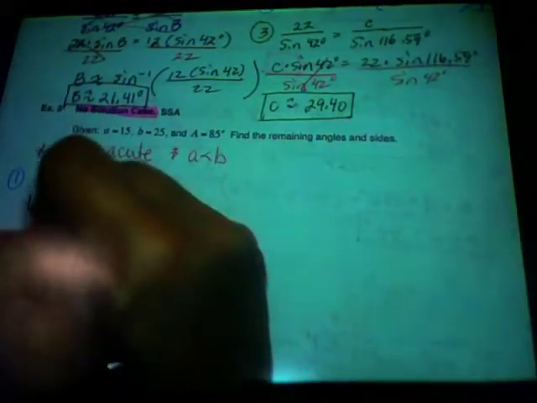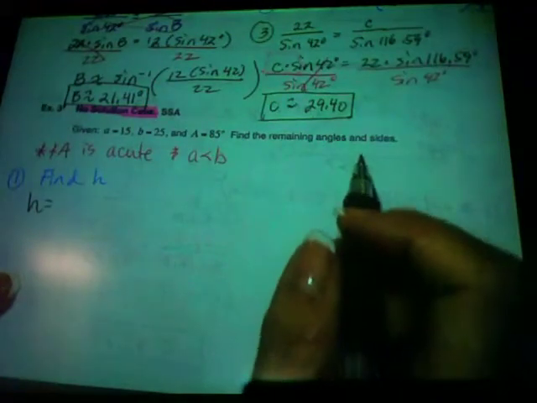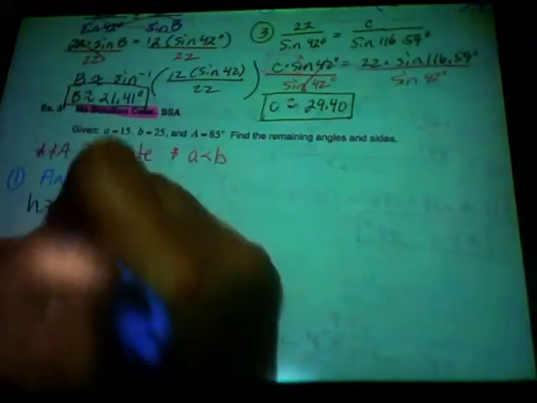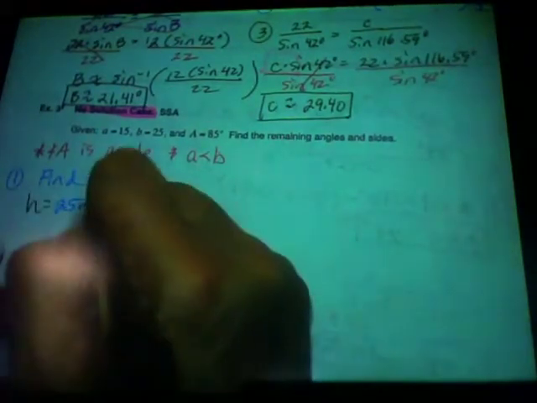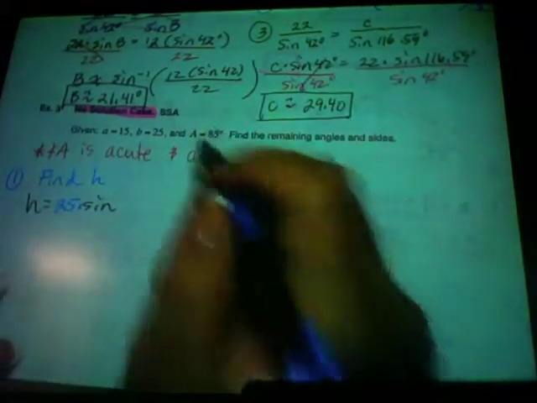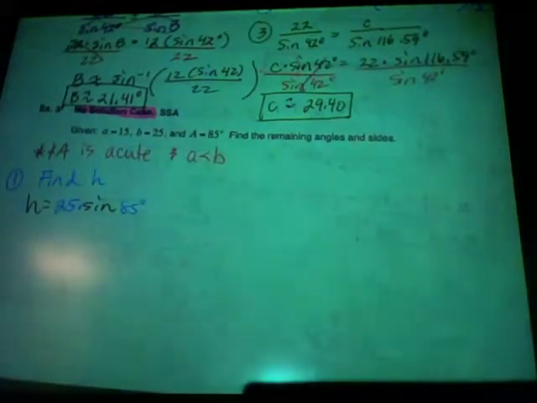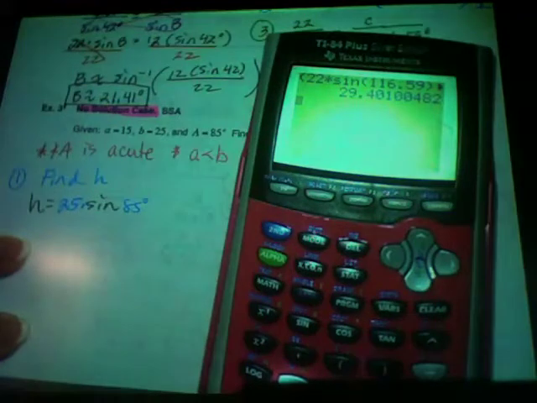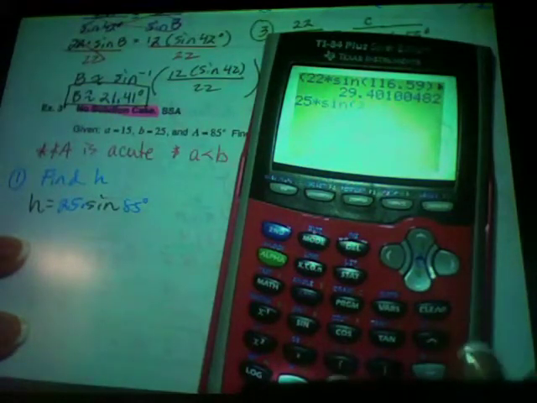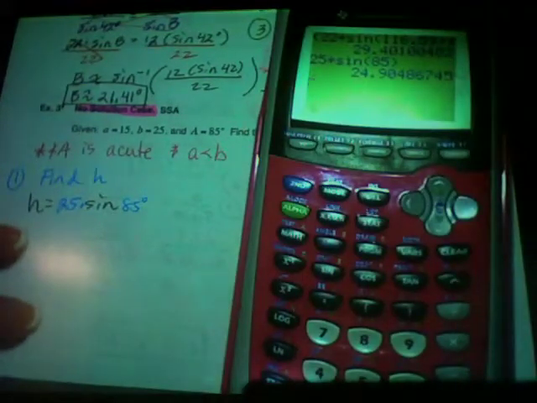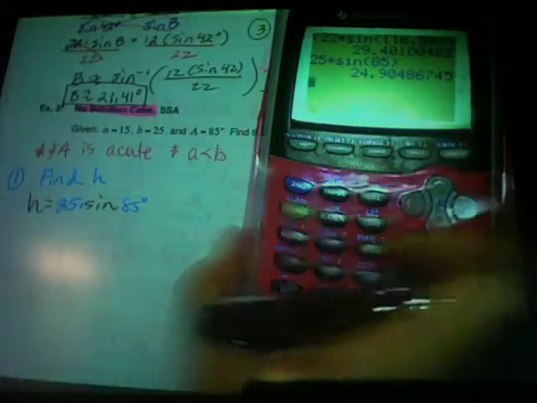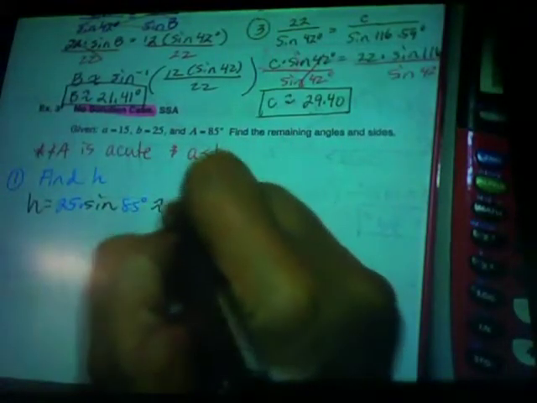So height is equal to b, which is 25, times the sine of A. And A is 85 degrees. So plug that in your calculator. You get 24.9. So h is approximately equal to 24.9.